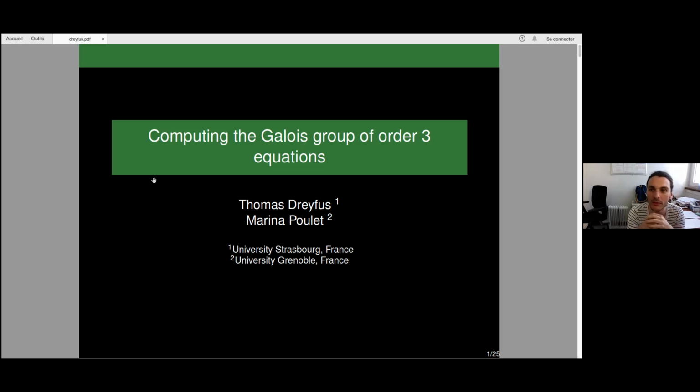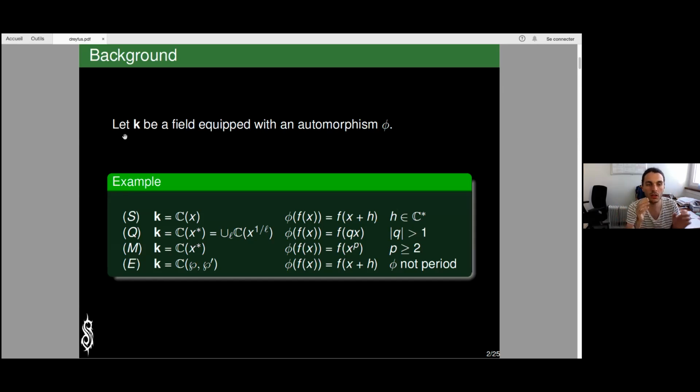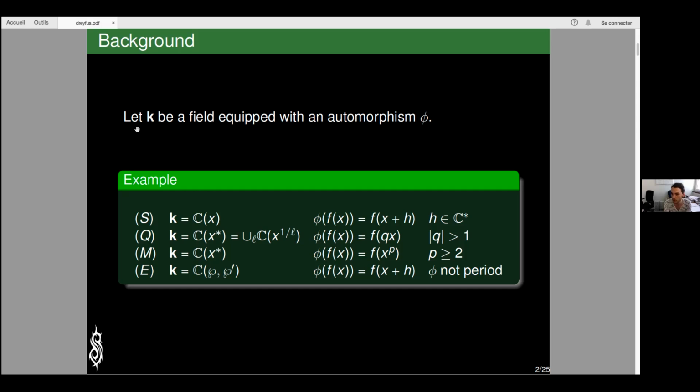So I'm going to speak about joint work in progress with Marina Poulet, who is in Grenoble, about the computation of the Galois group of order 3 equations. Let us make precise a little what the background of this talk will be. I'm going to consider a field equipped with an automorphism, so a difference field. In this talk, everything will be of characteristic 0.